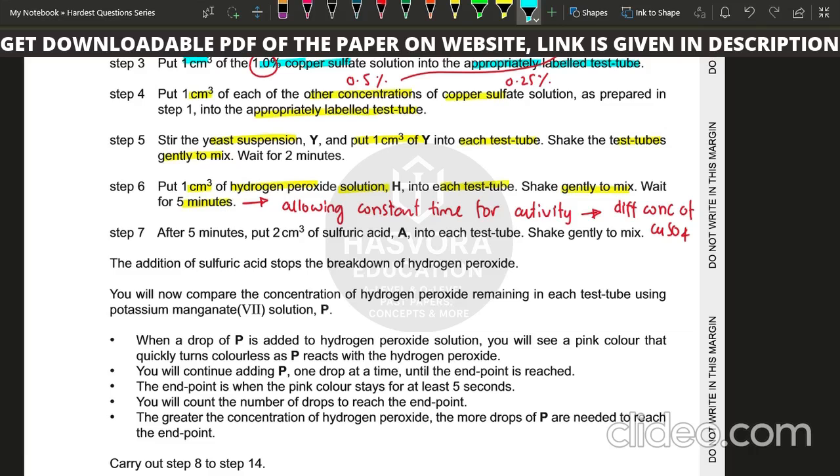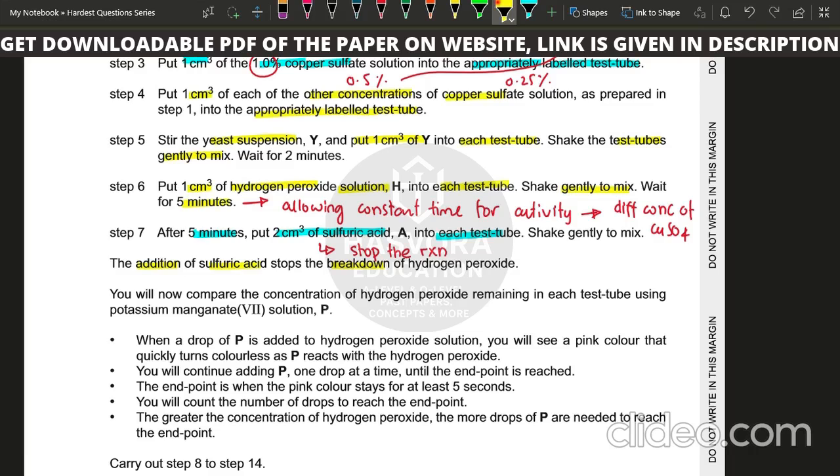Okay, now after 5 minutes you have to put 2 cm cube of sulfuric acid into each test tube. Okay, so now why are you adding 2 cm cube of sulfuric acid? You are doing it just to stop the reaction, or you can say the breakdown of the hydrogen peroxide to water and oxygen. Okay, because you were meant to measure the activity for 5 minutes only, so after that you have to stop it.